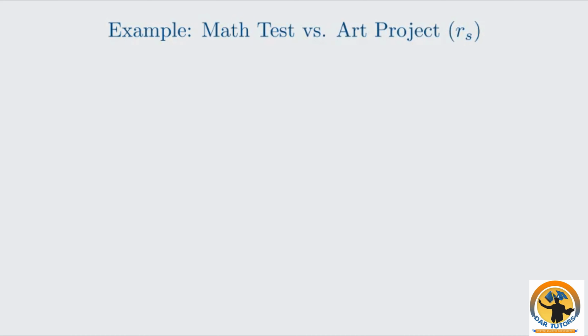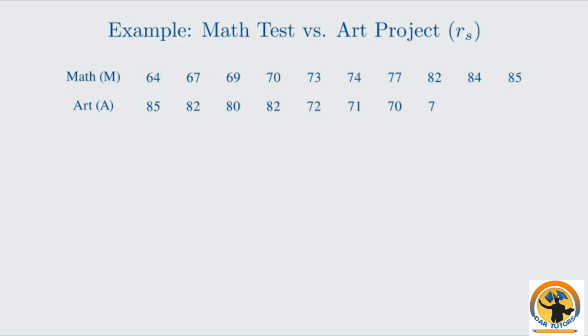Let's work through one more detailed example to ensure you are comfortable with the process. A group of 10 students took a math test and an art test. We want to determine if there is a monotonic relationship between their scores. This is Review Set 7B, Question 4, but we will focus on RS. Here is our data. Let's start by calculating RS.